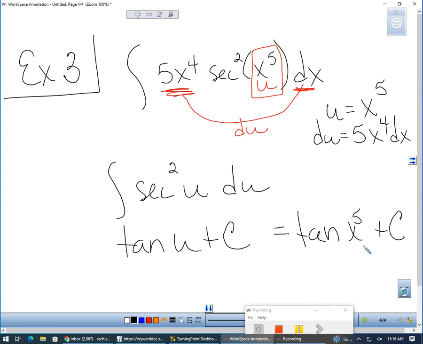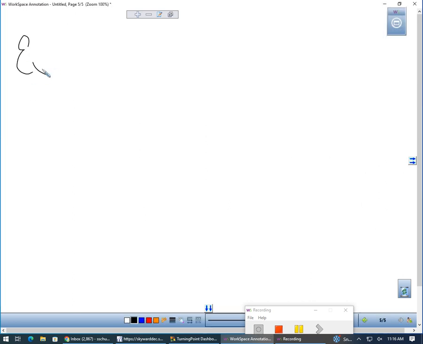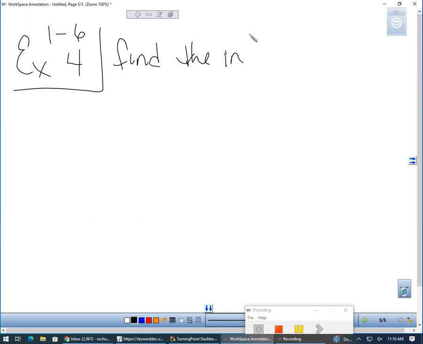Okay. All right, so let's break it down a little bit more, a little closer to what the homework's going to look like. So here we are with example number 4. Again, I haven't decided what problems we're doing yet. So 1 through 6, right? All it asks you to do is find the indefinite integral. It's called an indefinite integral when you don't have bounds to evaluate.